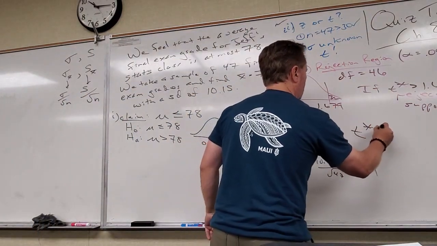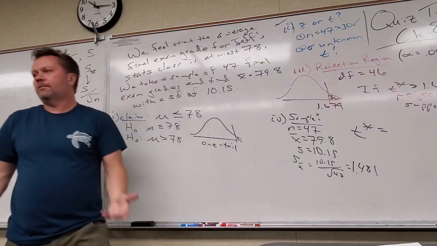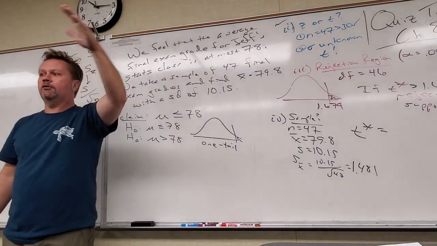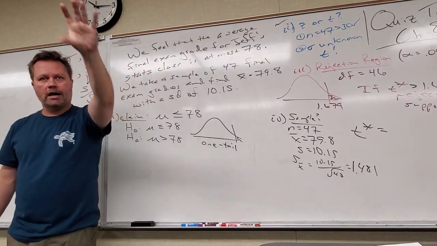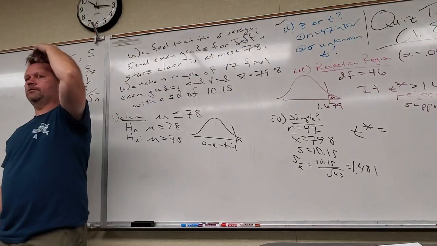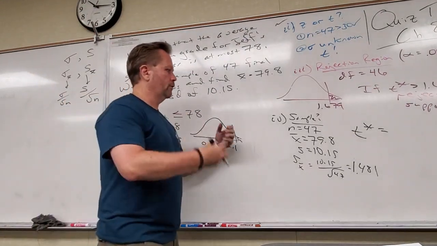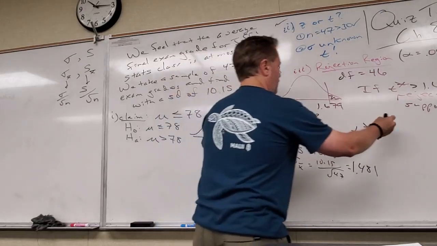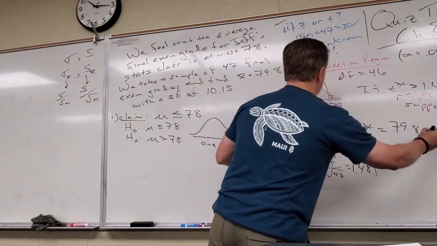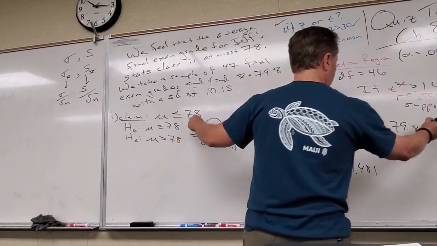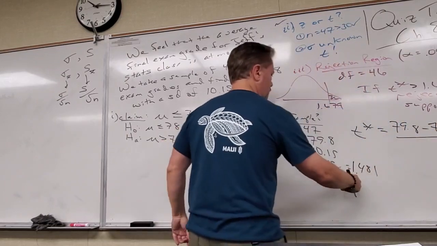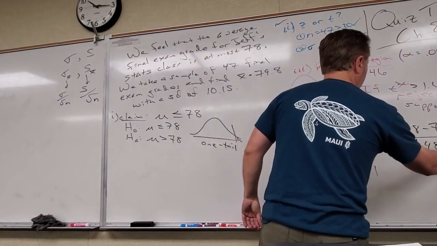Now, you ready for this? T star. So we're talking about T-scores. The great thing is the formula doesn't change. It's still our data minus the middle divided by the spread. So it's going to be, what was our data? 79.8 minus the supposed middle, 78, divided by the new spread, 1.481.